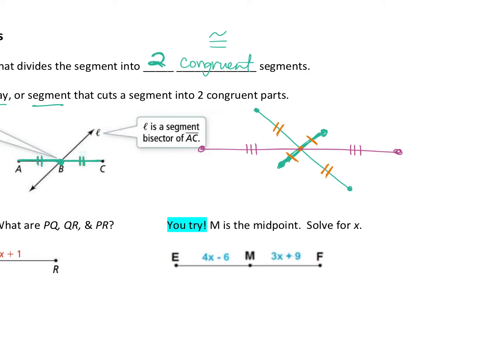Questions on that? You can have as many as you want, as long as they match up. If it's 4 here, it's got to be 4 here. Does it matter where the hash marks are? No, they usually put them in the middle of the segment that they're trying to mark, but you can put them anywhere.